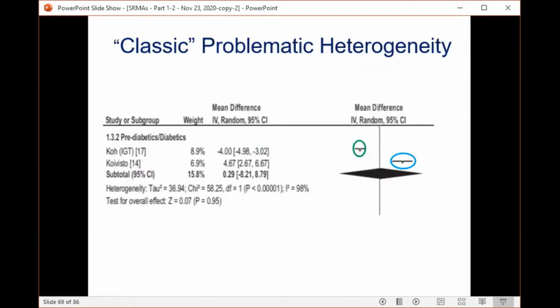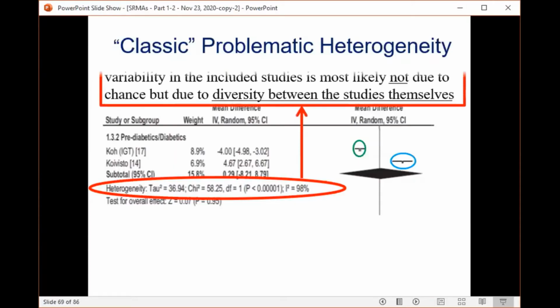Here's the classical example of heterogeneity. We have two studies with opposite results, one showing an increase and one showing a reduction as a result of the intervention. Heterogeneity here is 98%. This is found beside the I-squared, which is the outcome of the statistical test, along with the p-value that we would want to look for in the forest plot to see what the heterogeneity of the analysis is. So an I-squared of 98% and a p-value less than 0.001 means that the variability in the included studies is most likely not due to chance, but due to diversity between the studies themselves.